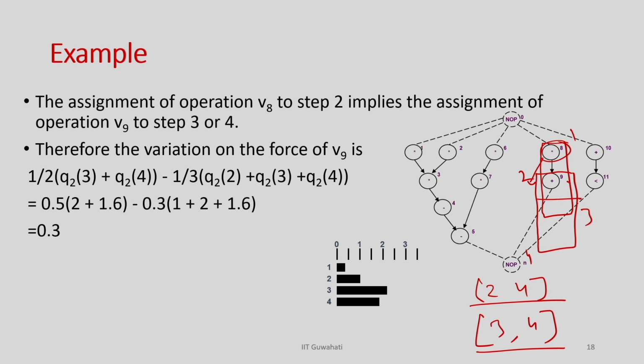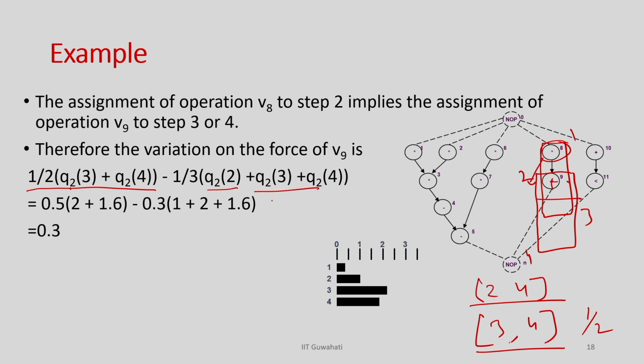So, for V9, this is the revised force: 1 by 2, because it can now only be scheduled in 3 or 4, so the probability is 1 by 2, into Q23, because it is on time stamp 3 or 4 of type 2, since this is operator type plus. And it is Q24 for 3 or 4, and earlier it could have been scheduled in 2, 3 or 4.